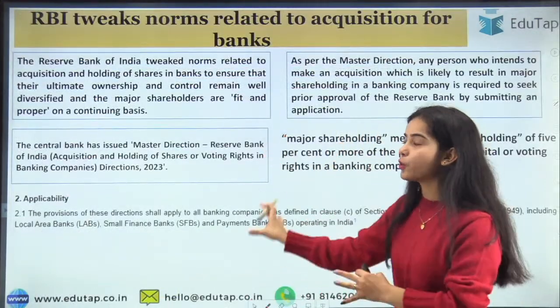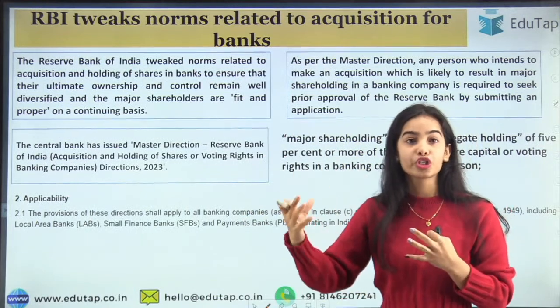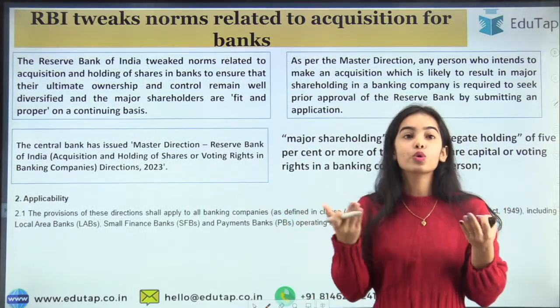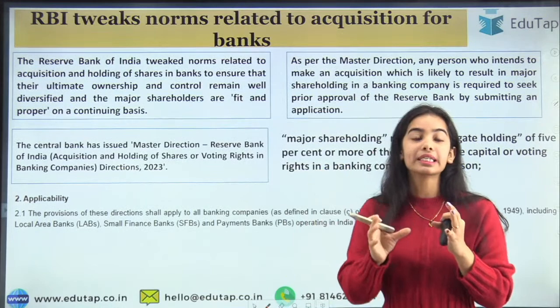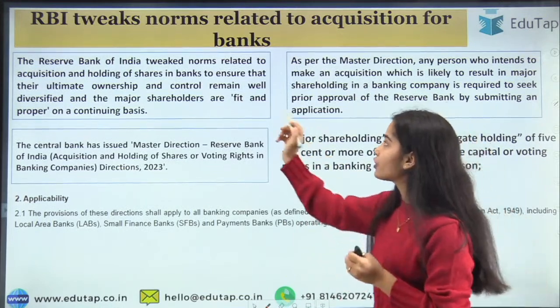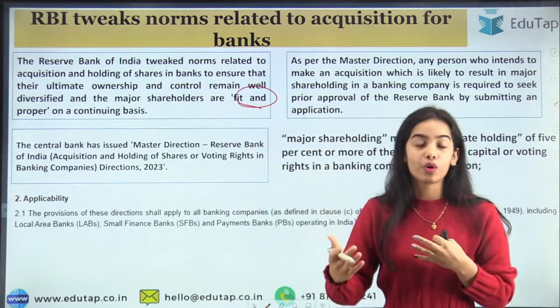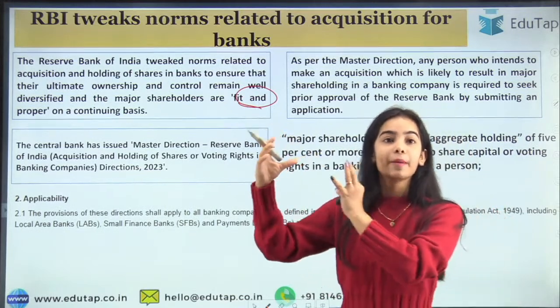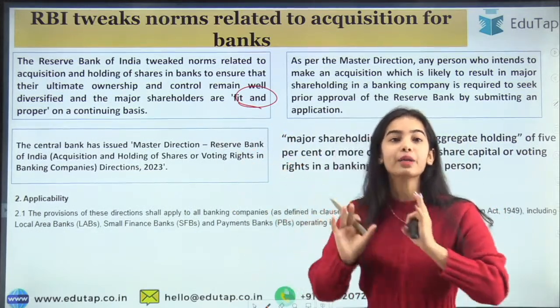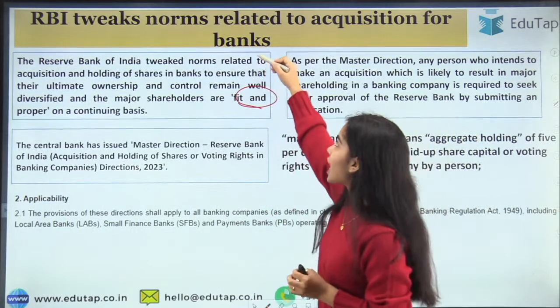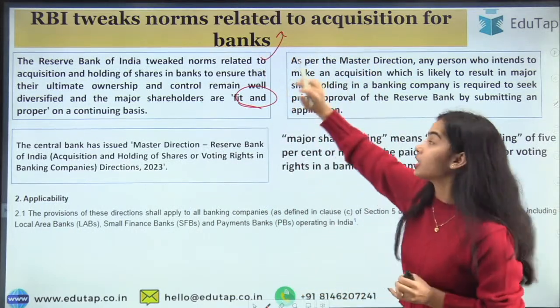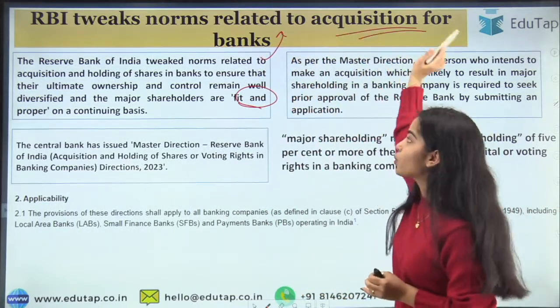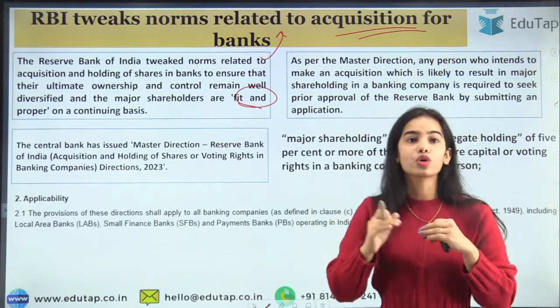So here I hope you already know that the ultimate ownership of the banking companies, who is holding that, is very important. And for the fit and proper criteria on a continuing basis, that the banking companies' owners are fit and proper, the RBI has released the notification, the direction for the acquisition and holding of voting rights or shares.